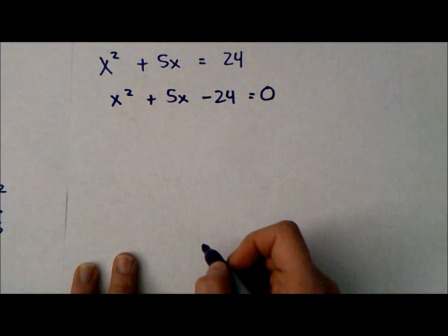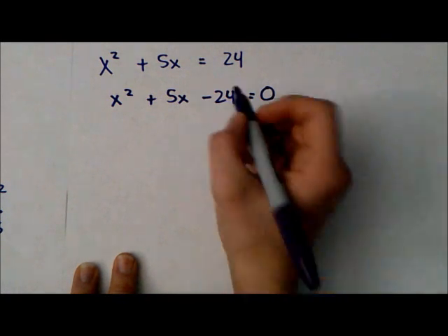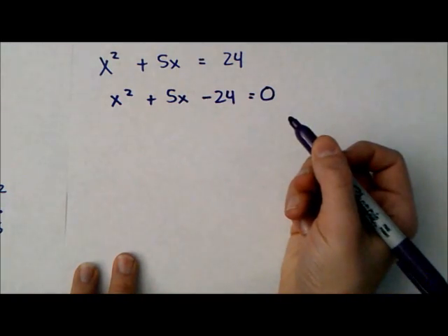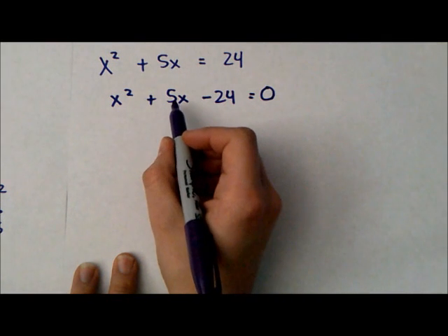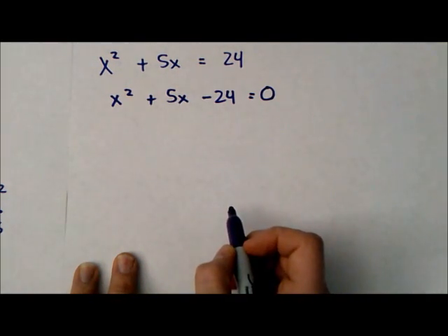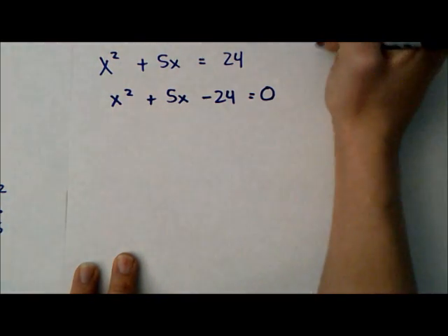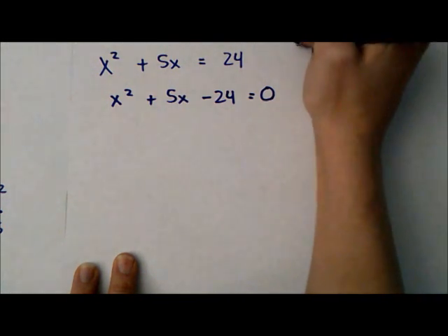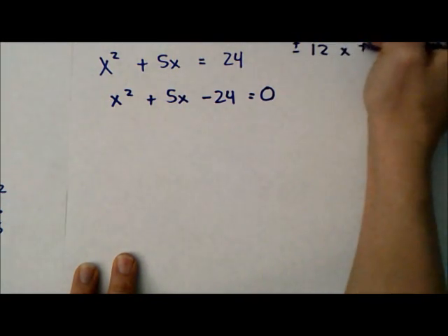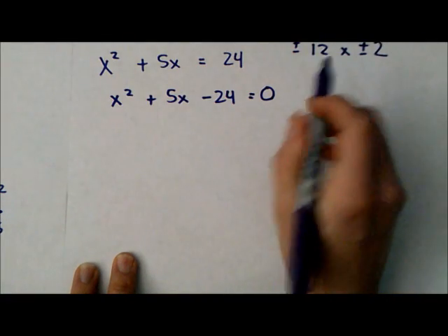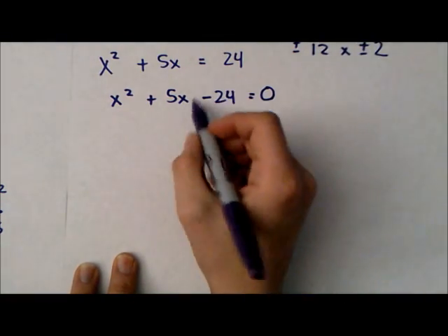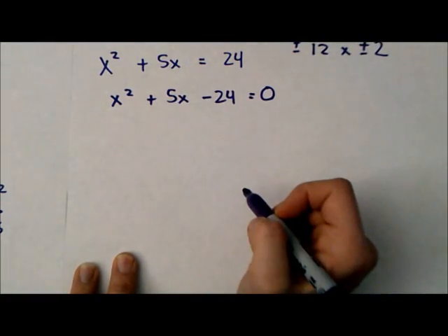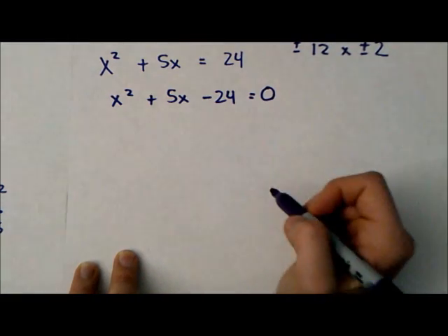In order to factor, we have to find two numbers that are going to times to give me negative 24, and we're going to add up to give me 5. So let's look at the factors of 24. Now it'll be plus or minus 12 times plus or minus 2. And I just say plus or minus because this is a negative number. So one of these numbers has to be negative.